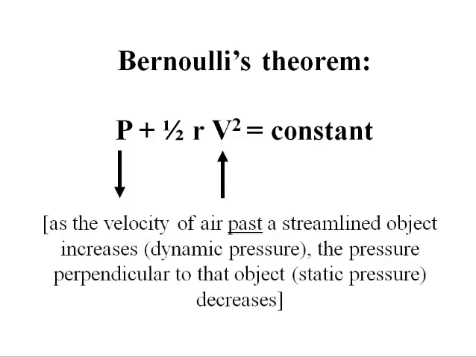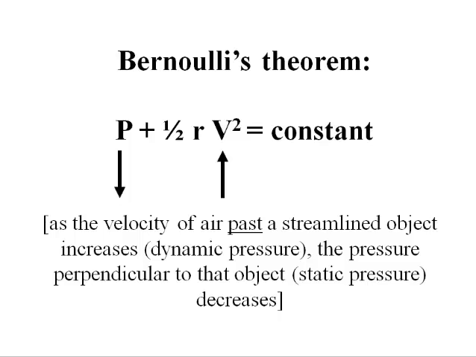What it means is, as the velocity of air past an object increases, if we increase the v here, that is, the dynamic pressure, as that increases, the pressure perpendicular to the object, the static pressure, P, decreases. Now, this is because the whole equation equals a constant. If velocity goes up, then the only way to keep a constant value on the right side of the equation is to decrease static pressure, P.